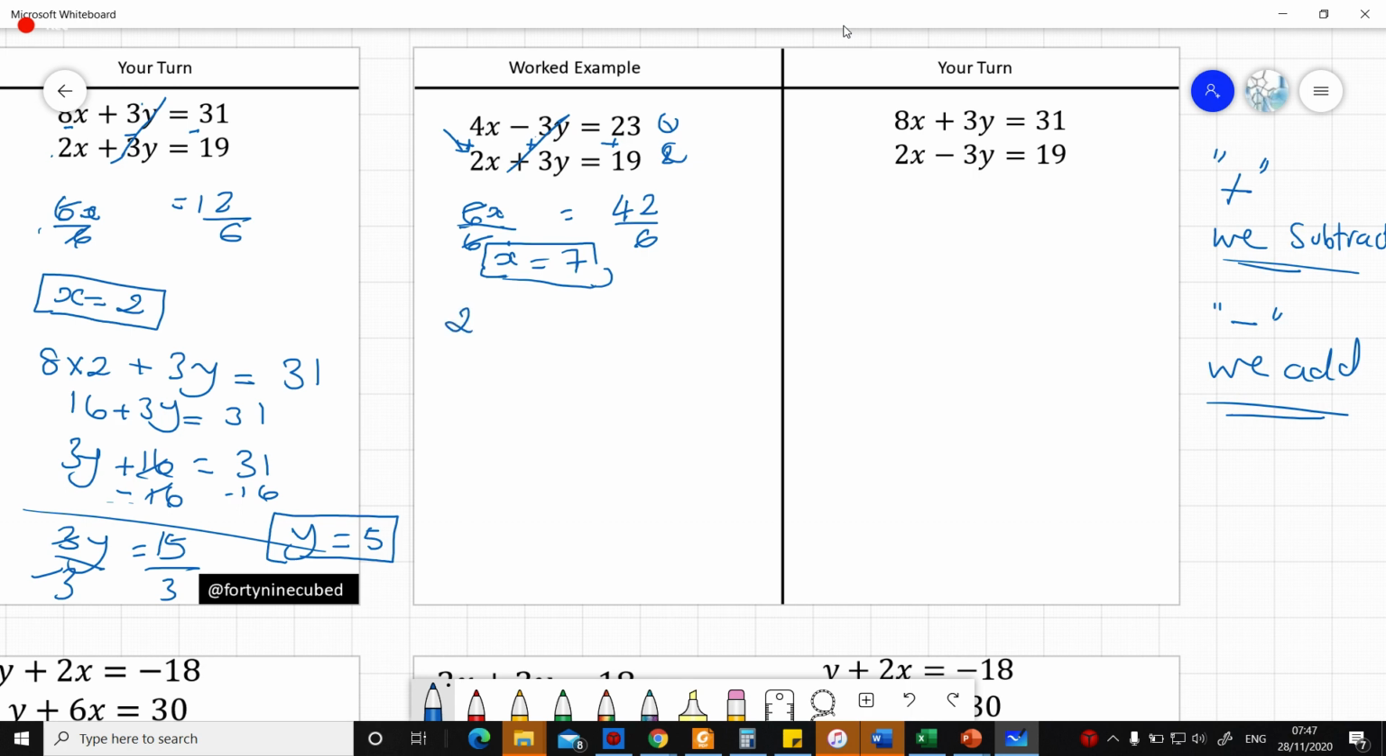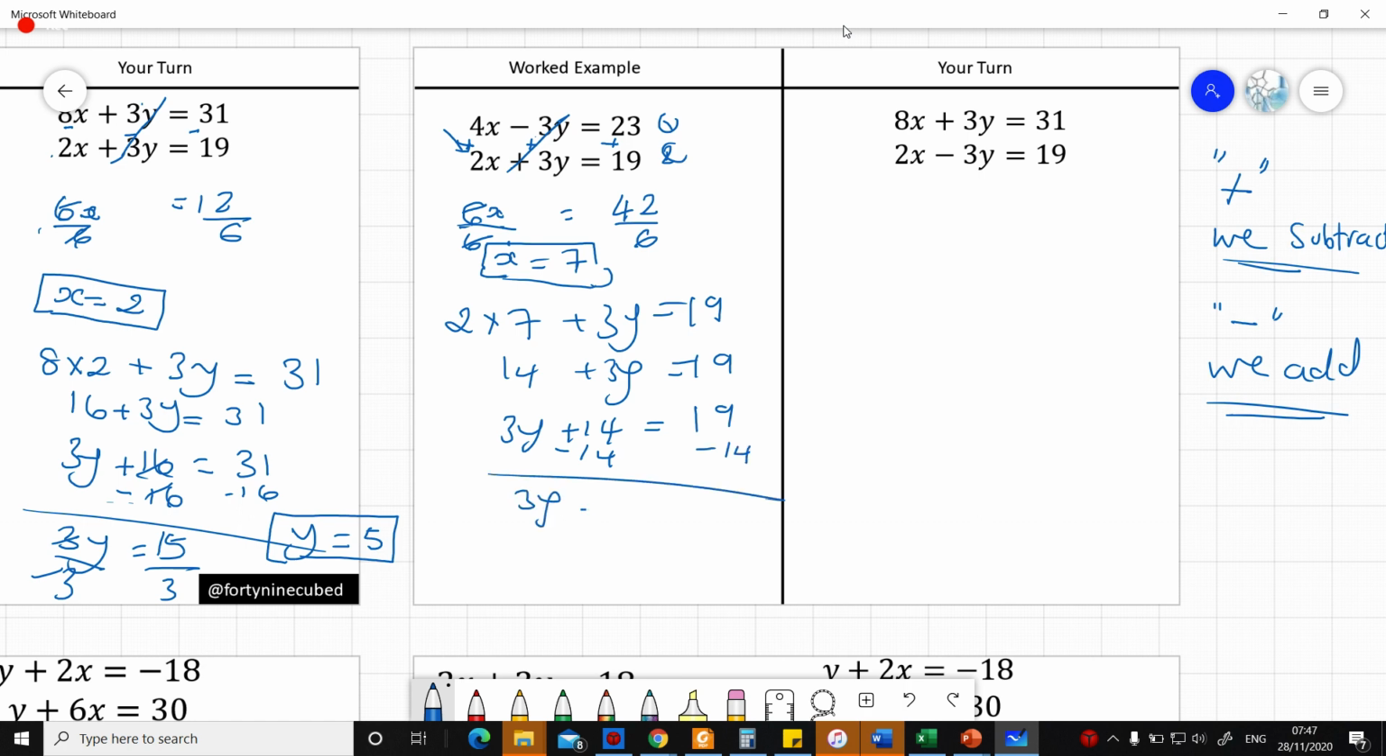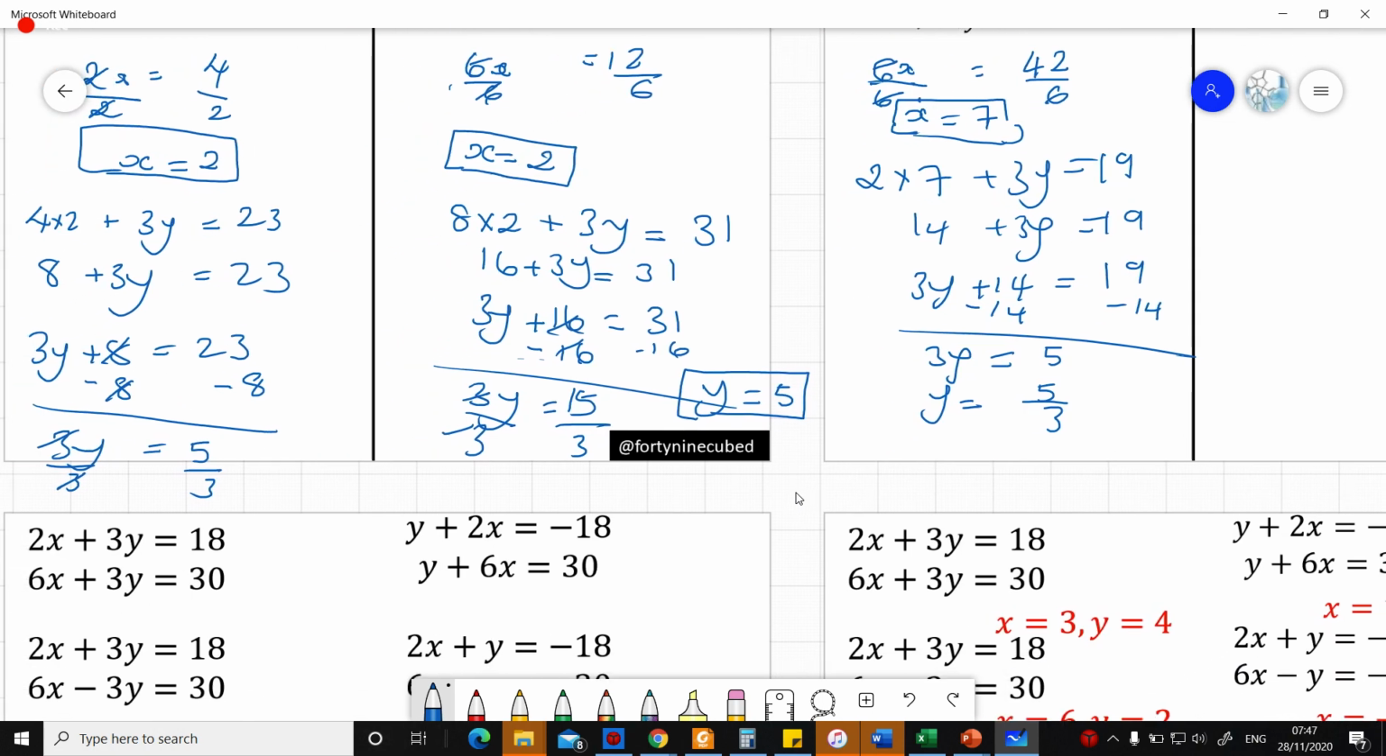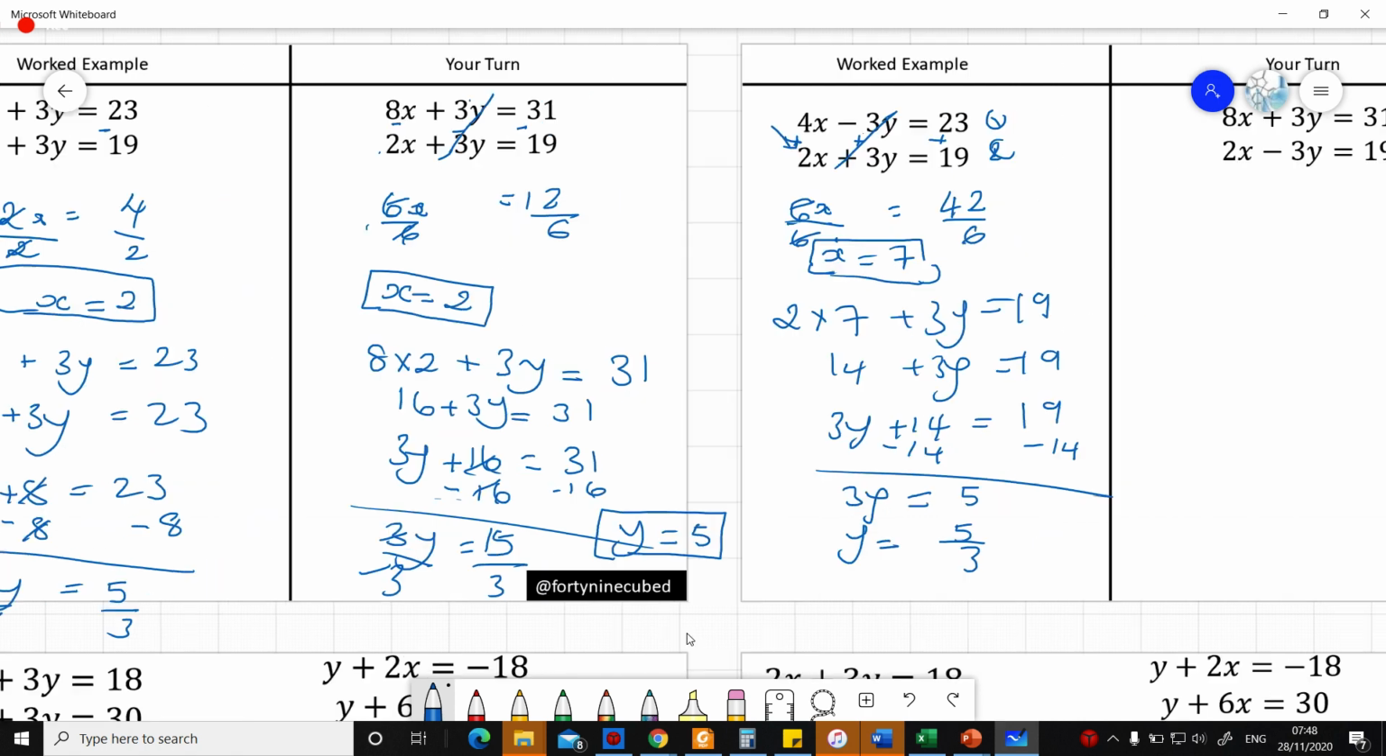So let's go to this equation. It says that it's going to be 2 lots of 7. So 2 times 7 plus 3y is equal to 19. 2 times 7 is 14. 14 plus 3y is equal to 19. So I'm going to rewrite this. We have 3y plus 14 is equal to 19. We're adding 14, so we're going to minus 14 here, minus 14 here. We're left with 3y is equal to 19 take away 14, which is 5. And therefore, y will be equal to 5 over 3. Okay, 5 over 3. Very similar to the first one.